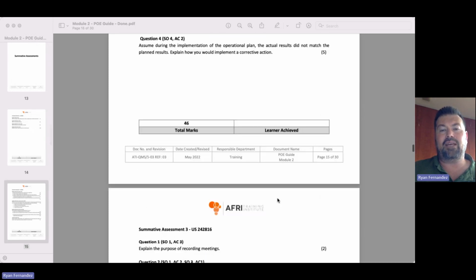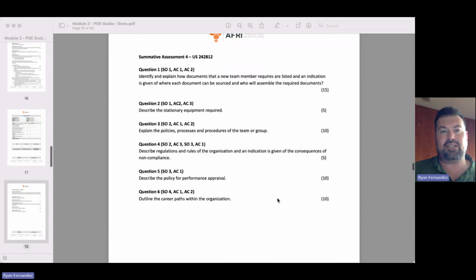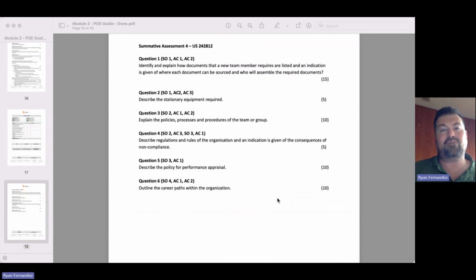All right, then we have got the summative assessment. The summative assessment is also very much generic.